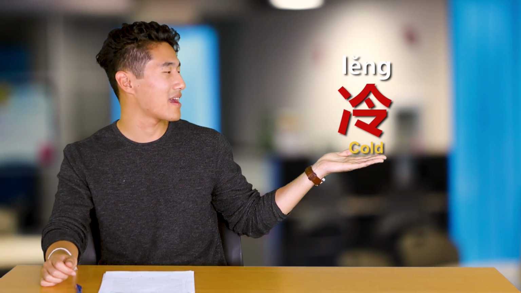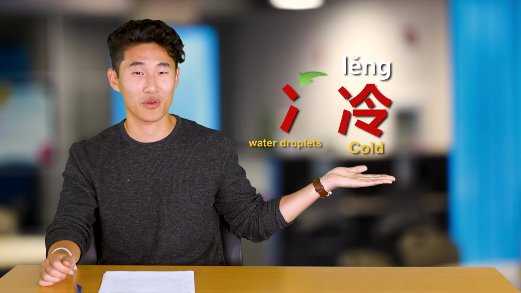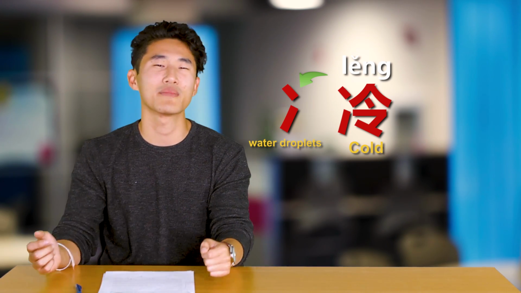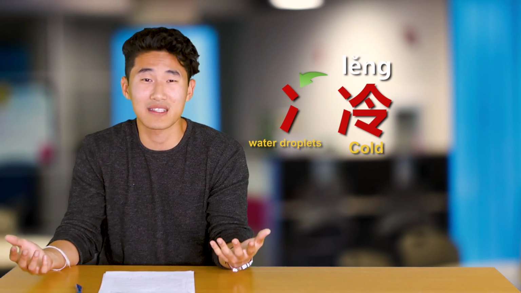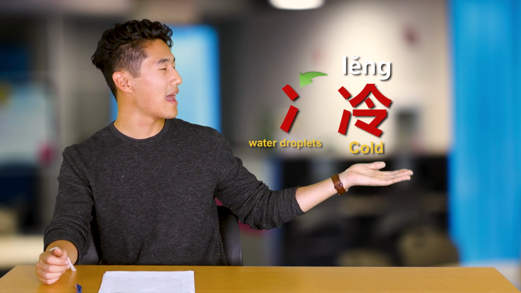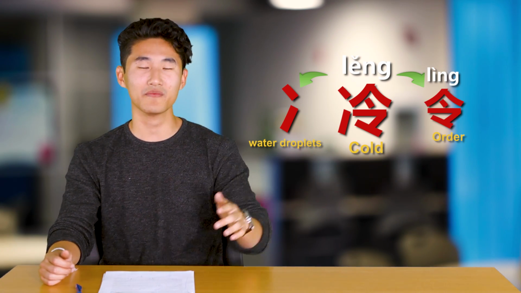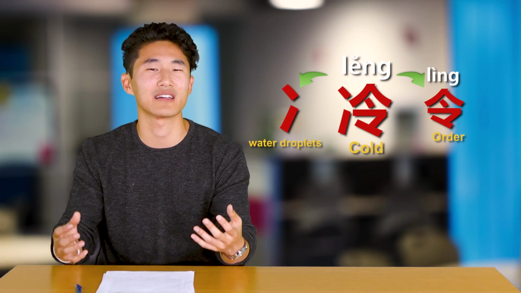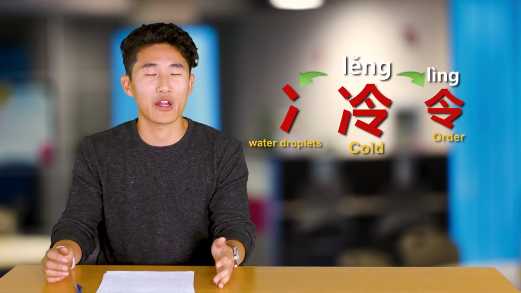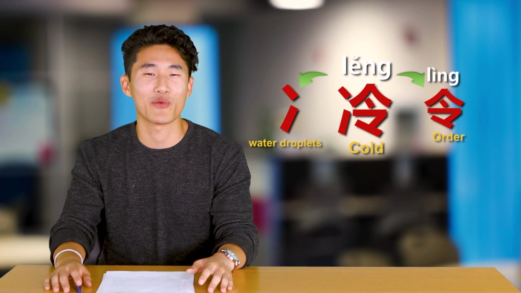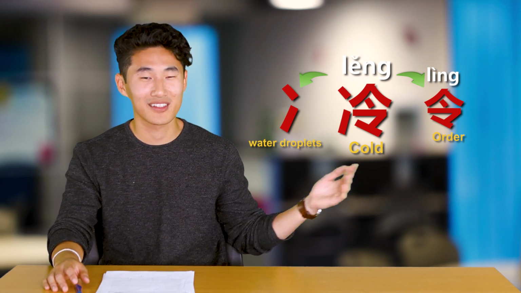Our next word is 冷, which is cold. On the side we have the water droplets, the water radical, the two dots. They can be rain or snow in winter, so it's cold. And on the right we have 令, which means order, so kind of like a snow order, rain order, it's cold. And that's how I remember 冷, cold.